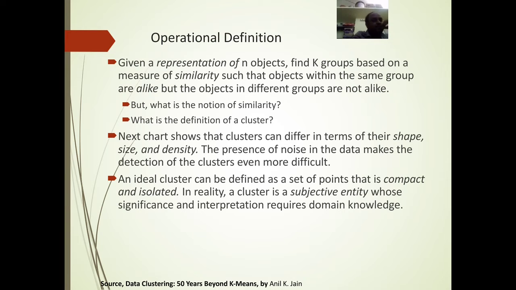So, operational definition: given a representation of n objects, find k groups based on a measure of similarity such that objects within the same group are alike but the objects in different groups are not alike. The next chart shows the clusters can differ in terms of their shape, size, and density. The presence of noise in the data makes the detection of clusters even more difficult.